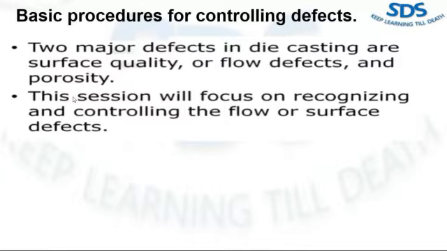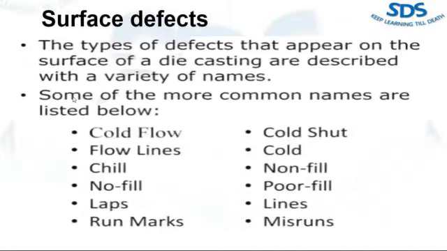Two of the major categories of die casting defects are surface defects, also called flow defects, and porosity. These are almost always the top defects in any die casting operation, any die casting shop floor, right? So this session will focus on recognizing and controlling flow-related surface defects only.